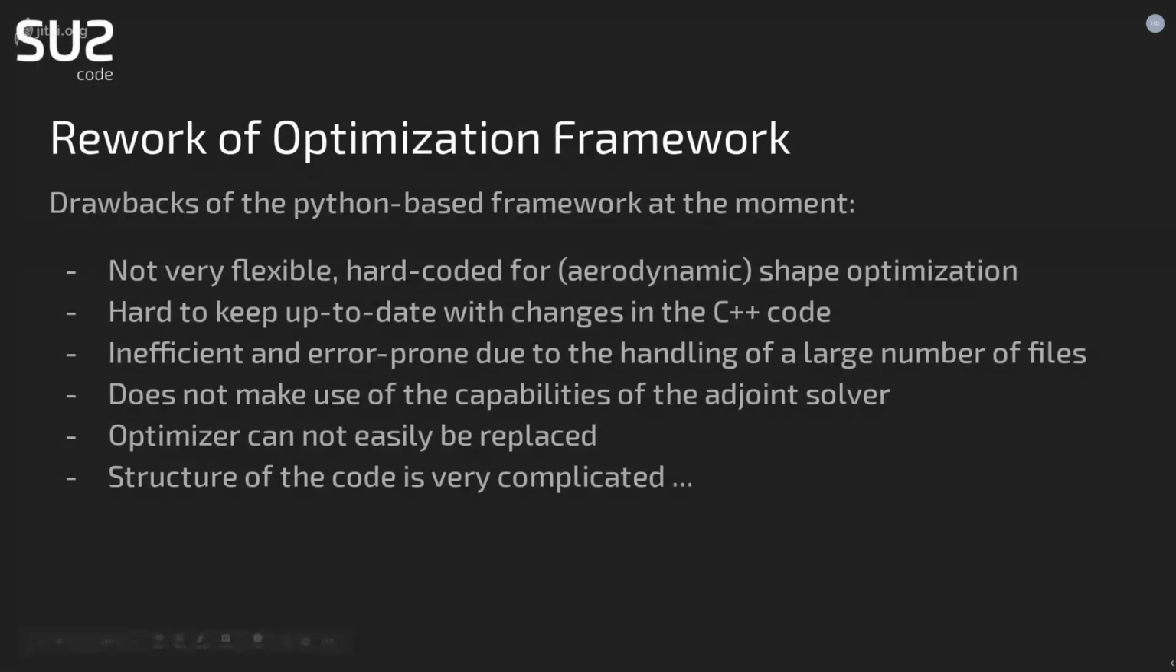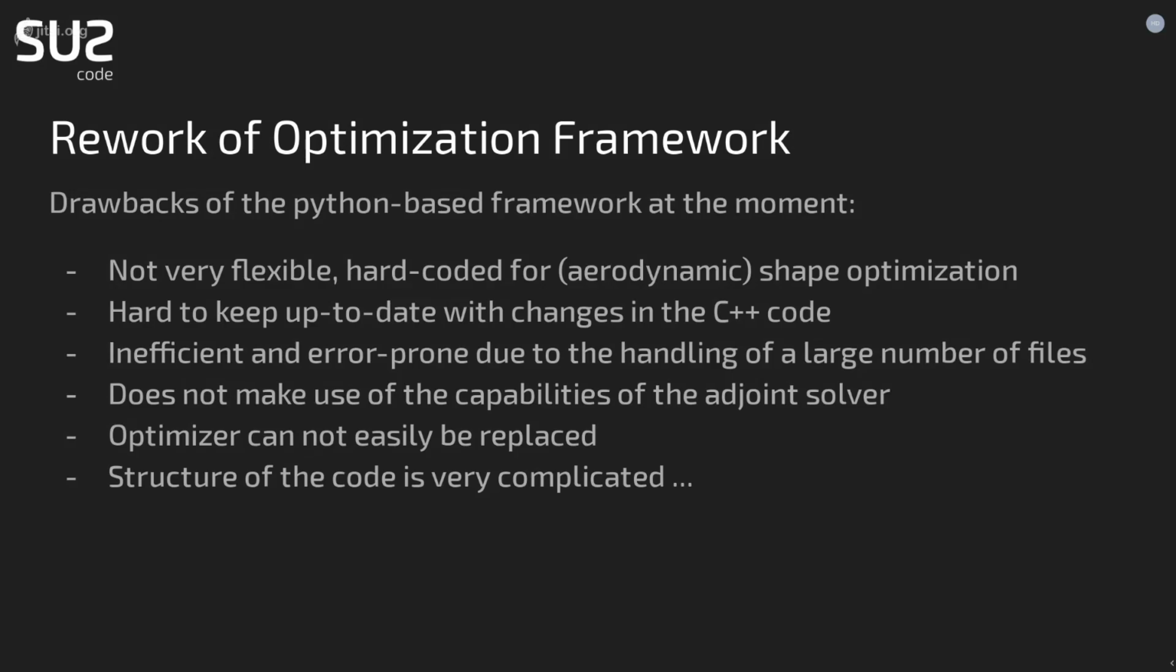So why do we need a rework of the optimization framework? Well, you probably know all the drawbacks that the current framework has. First of all, it's not very flexible, and it's hard-coded for aerodynamic shape optimization problems. Then it's very hard to keep the Python framework up to date with the changes in the C++ code. A lot of changes that I did for the output, for example, are not 100% reflected in the Python framework because it's very hard to do that.